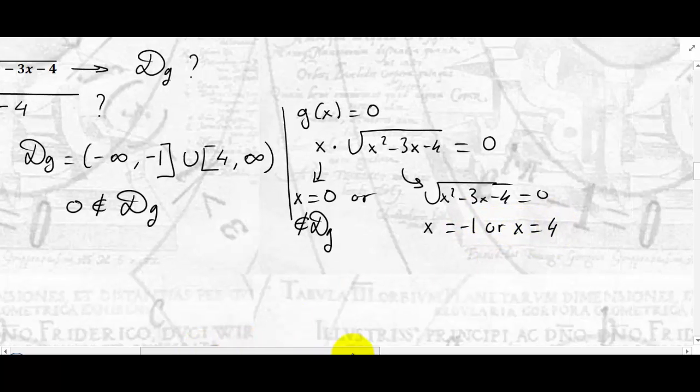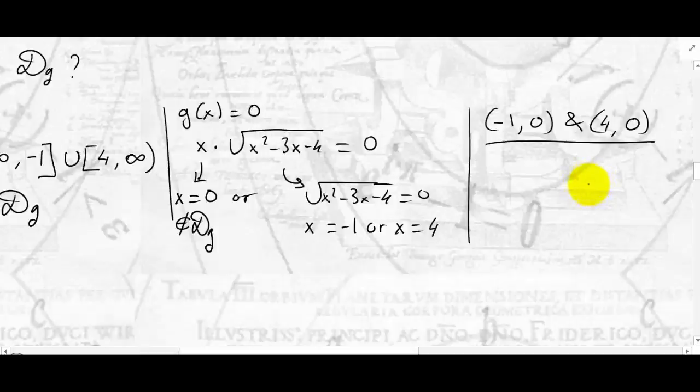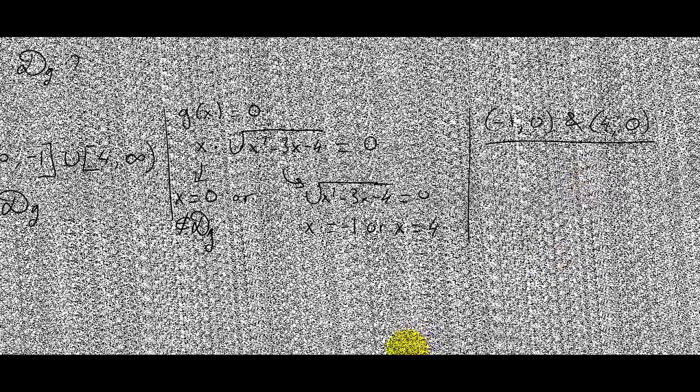How about this one? Well, this is 0 at the boundaries of the domain. You need x to be negative 1 or x to be 4, and these will be your zeros. Therefore, the x-intercepts are (negative 1, 0) and (4, 0). Don't forget to give them as points, please, okay? All right, let me do number 5 now.